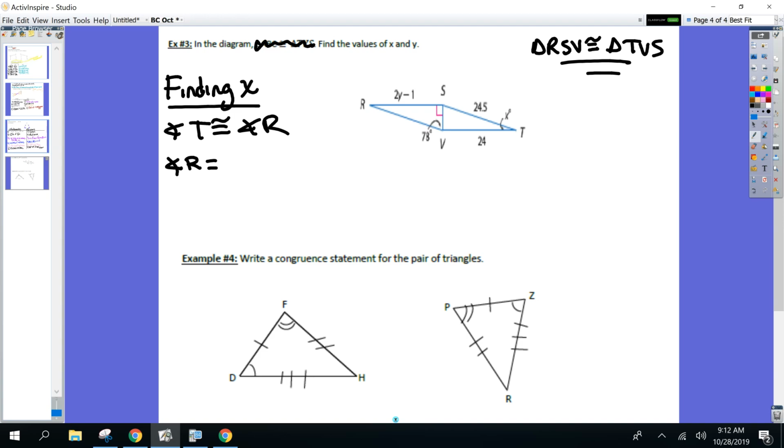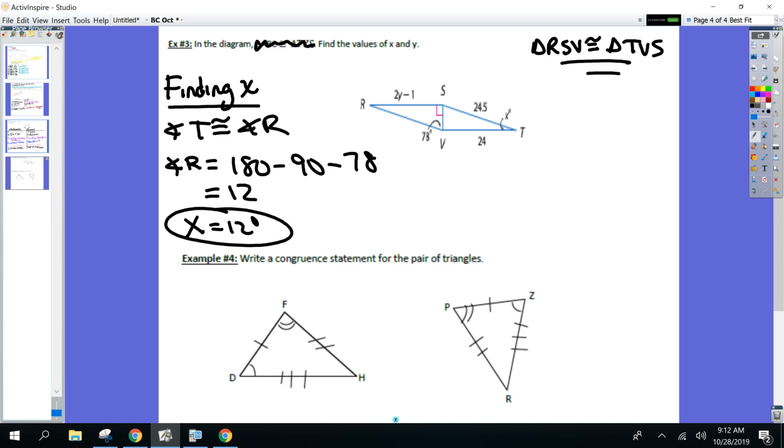So I got 180 minus the 90 I'm already given and the 78 I'm already given. There we go. And that gives me 12 degrees left over. So that tells me X has to equal 12. Everyone good there? 12 degrees. And then now we have to find y.